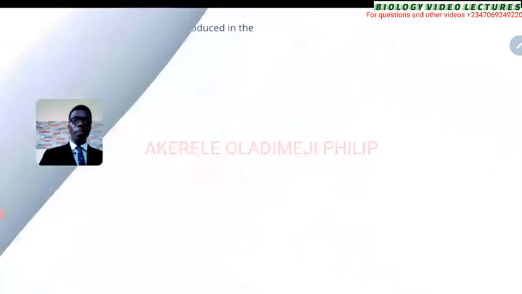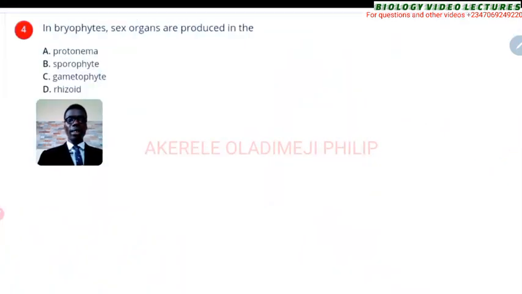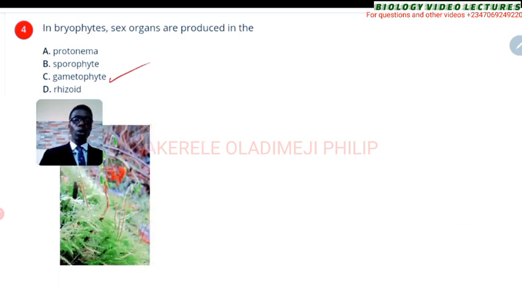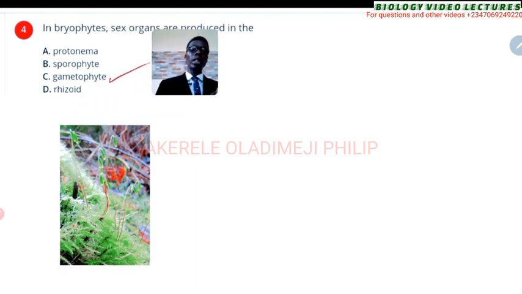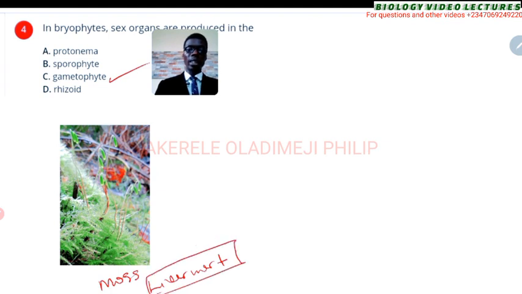All right, in bryophyte, sex organs are produced in the gametophyte. Yes, the name says gametes. Gametophyte means gamete producing plant. So let me show you what that looks like. This is actually a bryophyte, but this one is the moss, because in bryophytes we have the mosses and we have the liverworts, so to say. These ones are majorly aquatic. These mosses are found on rocks or harder substances or other surfaces like that.